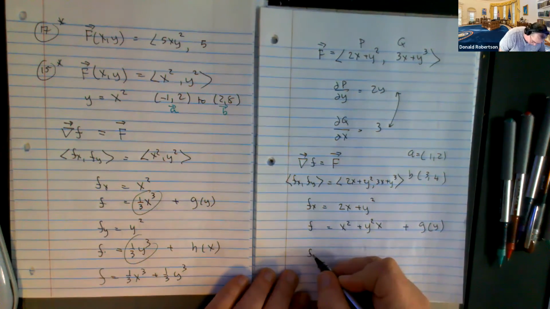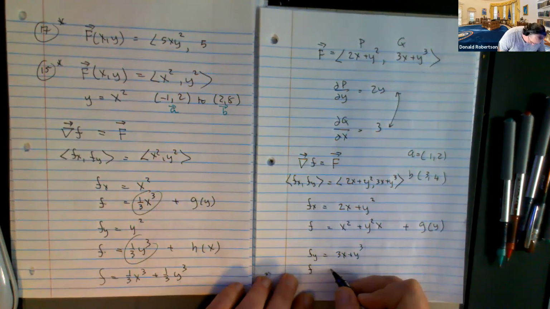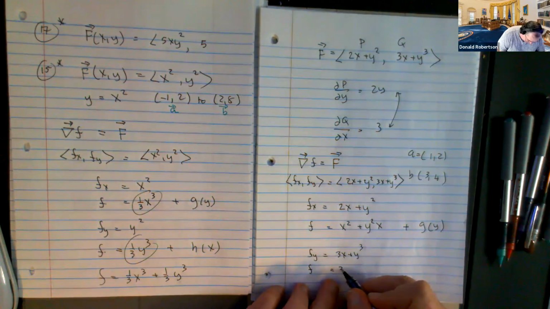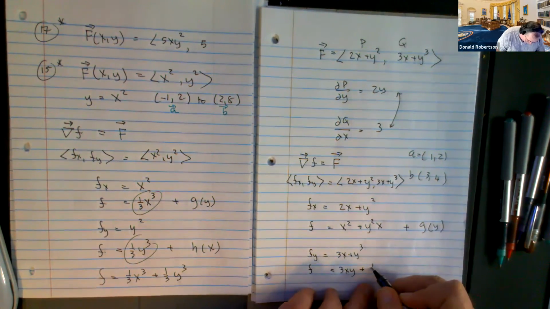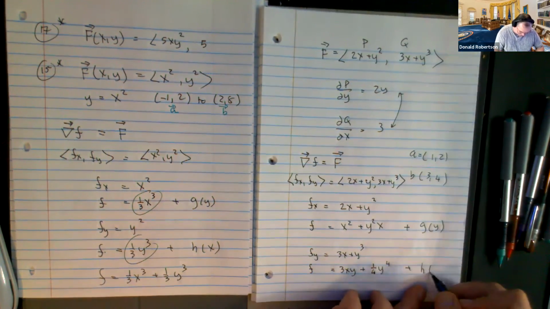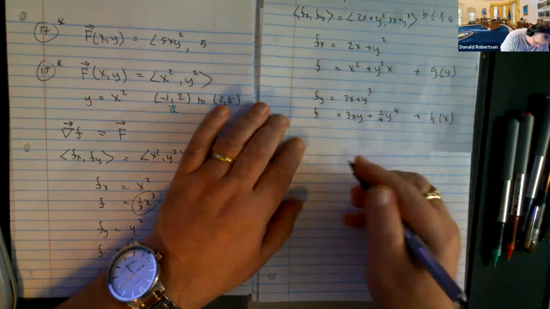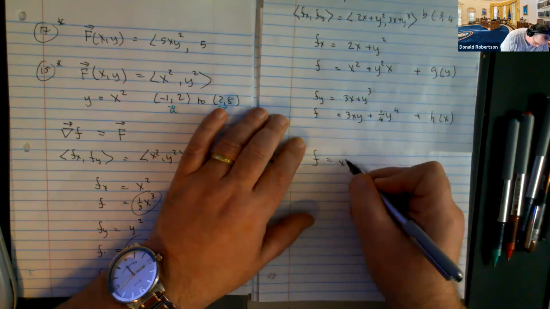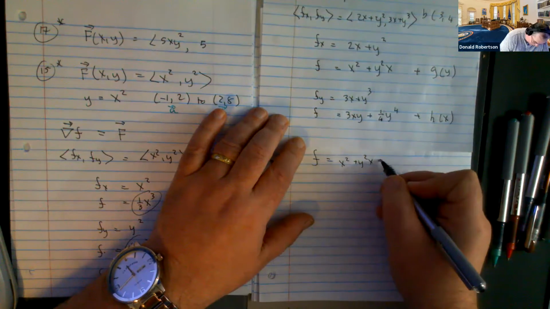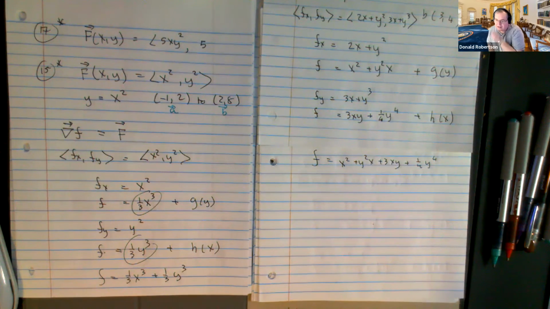You then go into the second one, which is this guy. And you integrate him with respect to y. And you get 3xy plus 1/4 y to the 4 plus some function that doesn't have y's in it. And you merge them together, and your answer is x squared plus y squared x plus 3xy plus 1/4 y to the 4. Great, that's how you would tackle that situation if they were conservative fields. Agreed? Merge them together, right?